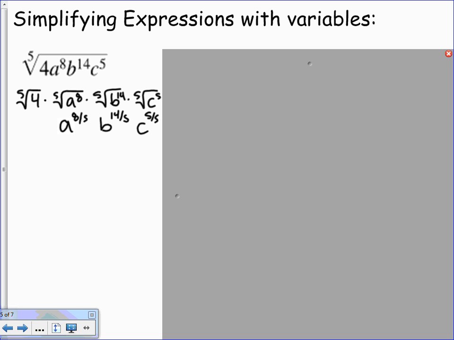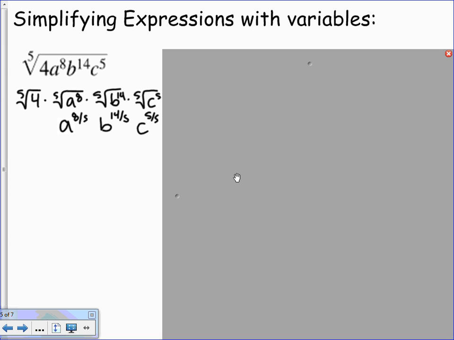What's really the only one of those that you like? C, because c comes down nicely, right? So that means that we'll be able to take the fifth root of c to the 5th, and c will come outside of the radical. But on the other ones, we might be able to simplify a little bit, but we're still going to have stuff that sits underneath the radical.